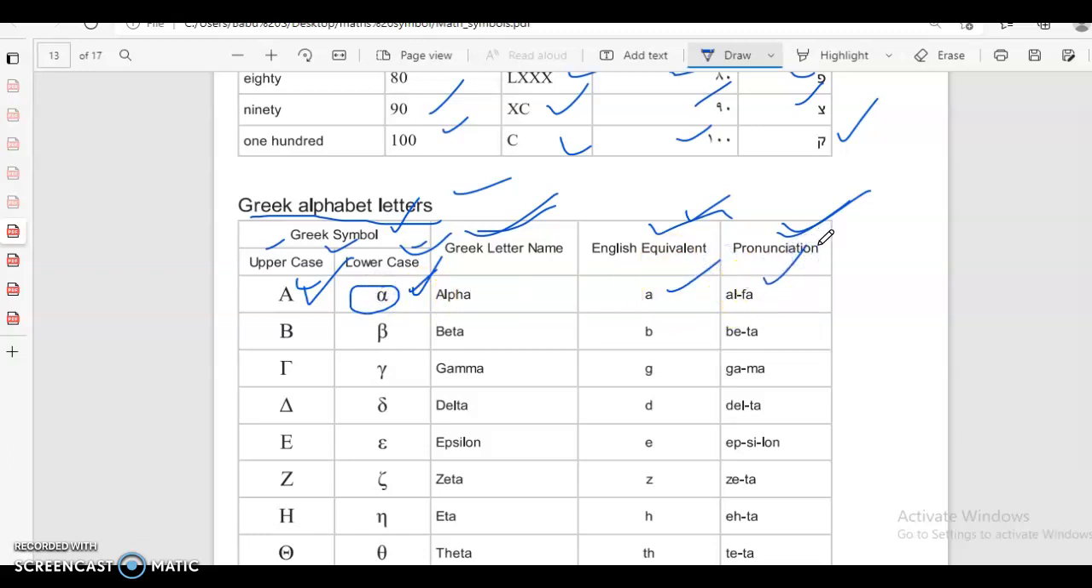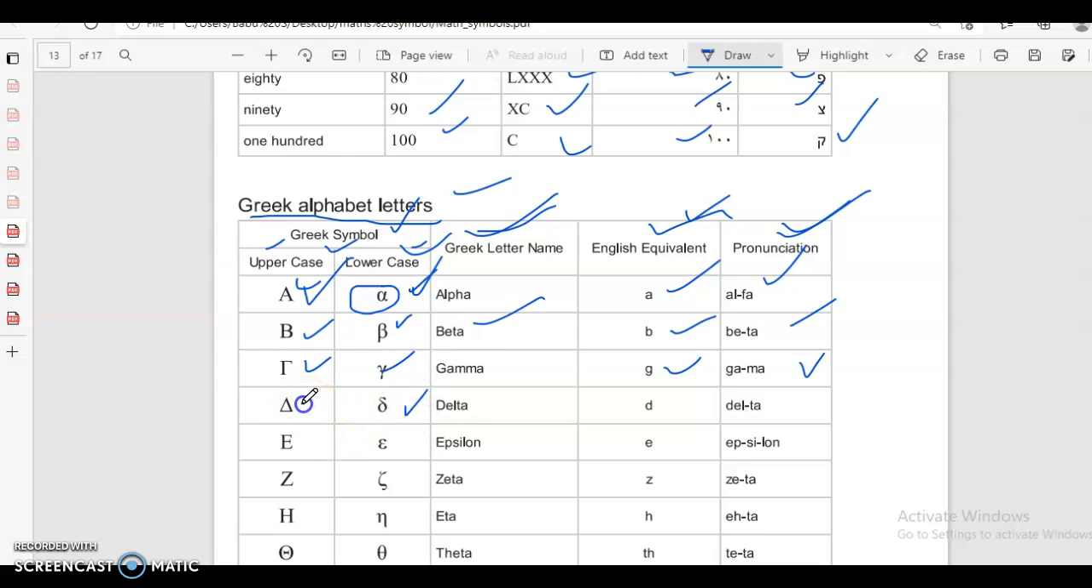Alpha. Then beta. Lower case, this one only we are using, but B in upper case. Beta, English equivalent B. And then gamma. These lower case ones only we are using. Here, in this T, the left side portion is cut or removed. G, gamma. And then delta.